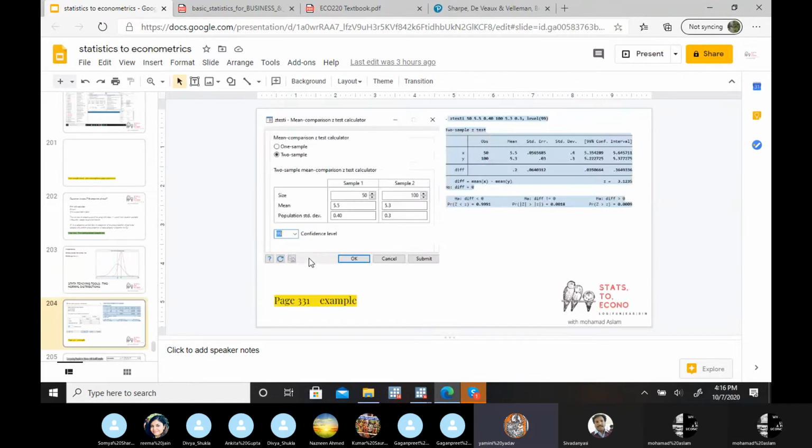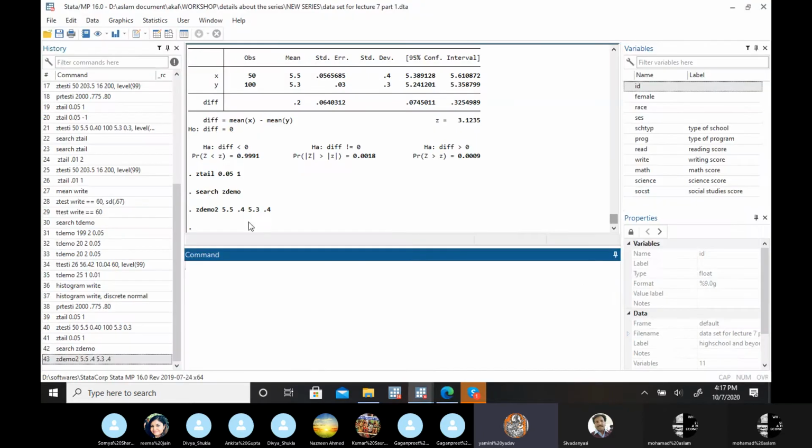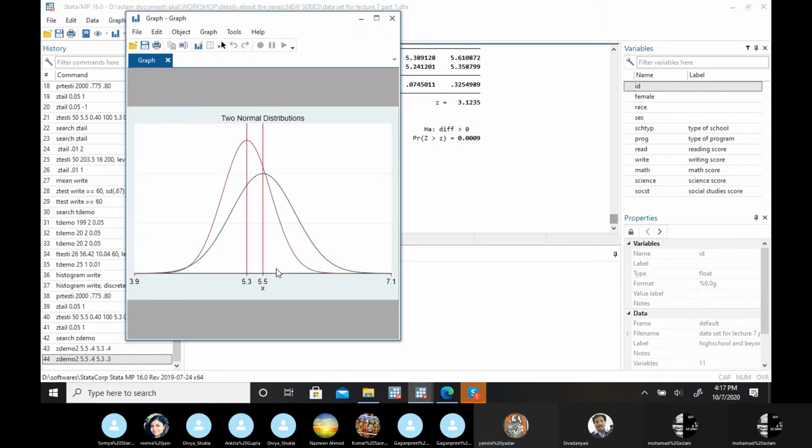Let's suppose we have a data set. Excuse me, sir. Yes. So in that command zdemo, we have used the mean of a sample and then the standard deviation, then the mean of the second sample and the standard deviation. In that, it's given 0.4 standard deviation of the first sample and 0.3 standard deviation of the second sample. Okay, I did a mistake. If you do this, the graph is different. Can you explain that graph? I'm not getting this graph. My graph is coming totally different.